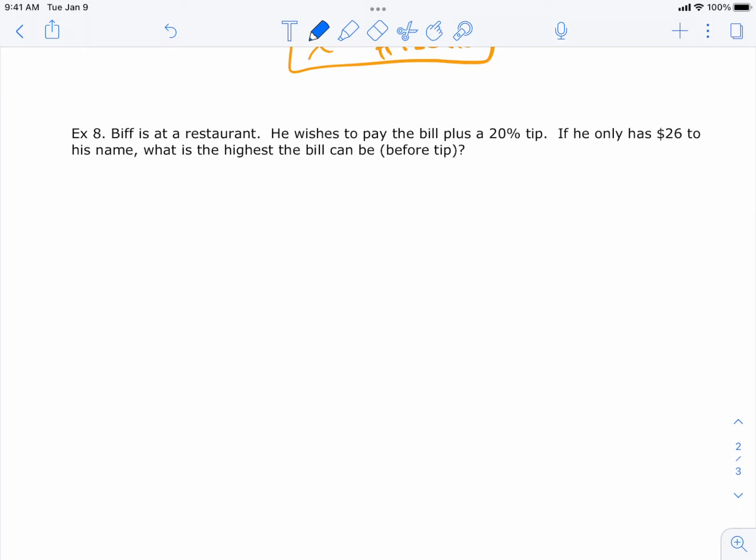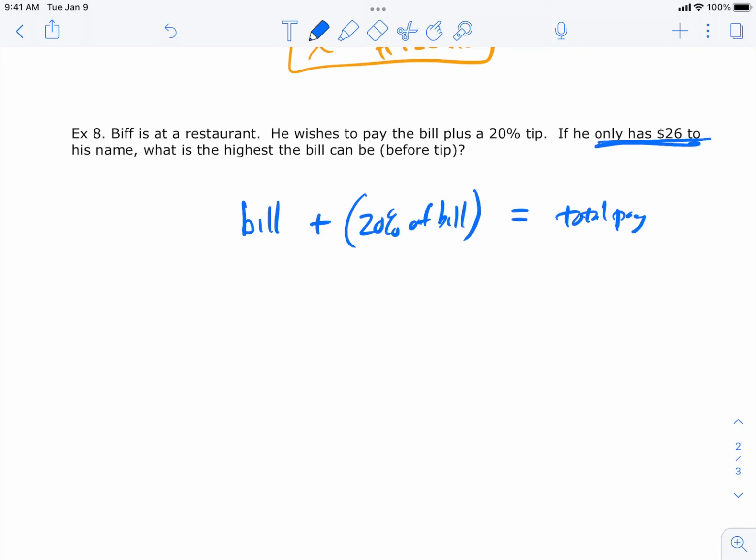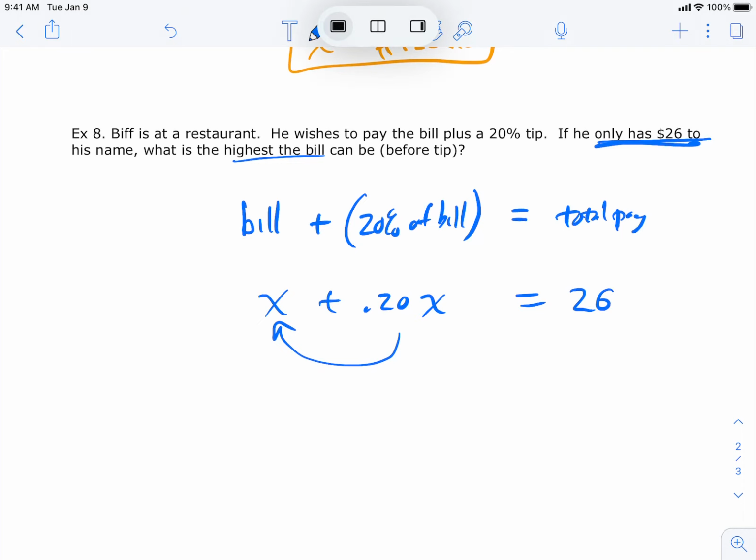What you're going to do is write this as a percent increase/decrease problem. We have the bill that's given to me, and then I'm going to add the tip, and the tip is going to be 20% of the bill. That's the tip, and that's going to be the total that I pay. Looking at the numbers up here, the $26 is the total that he can pay, so that goes over here. What's the bill? We don't know. X. What's 20% of the bill? It would be 0.20 times the bill, which is X. It's always 20% of what you started at.